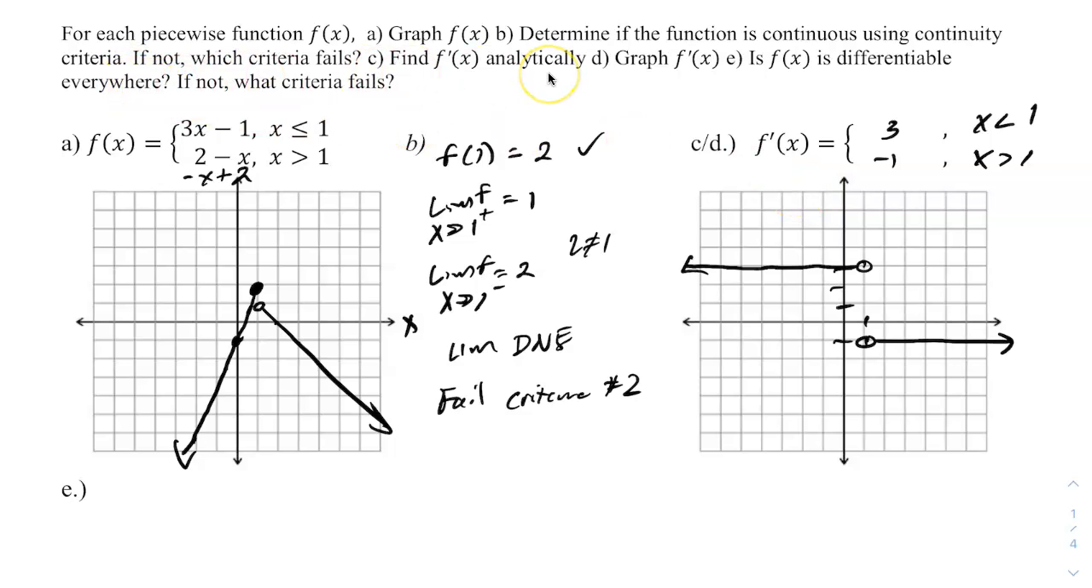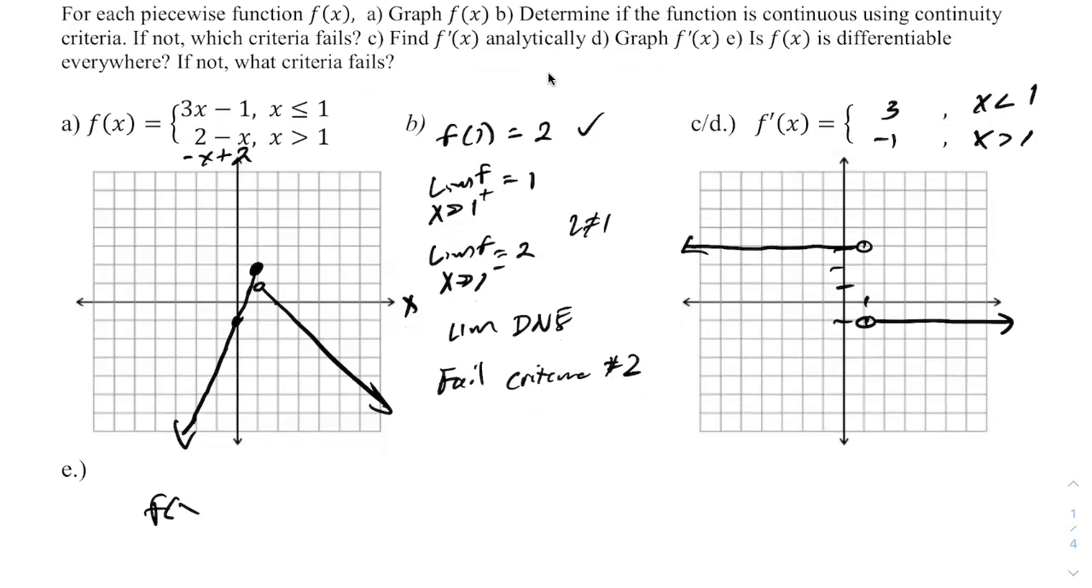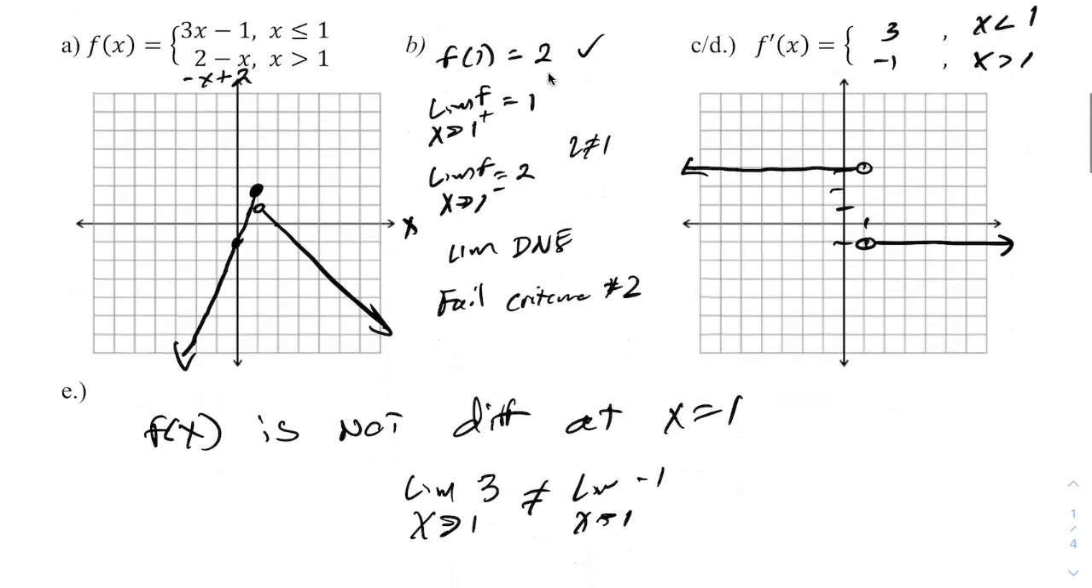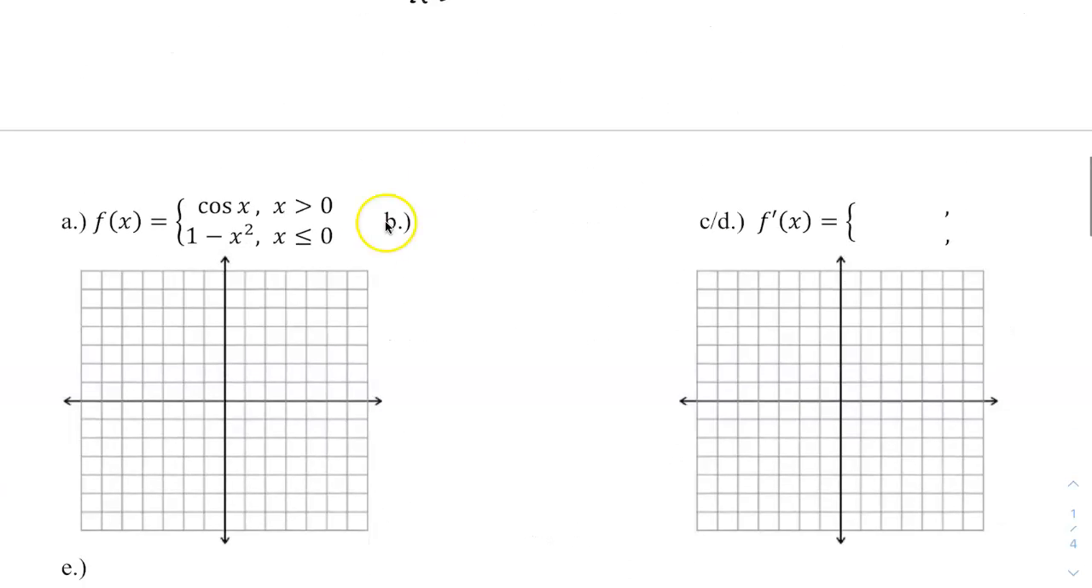Sorry, is it differentiable? No, it's not. So f of x is not differentiable at x equals 1. If you want to put a reason why, you can say the limit as x approaches 1 from the left, which is 3, does not equal the limit as x approaches 1 from the right, which is -1. So there we go, that's the first one. Let's move on to the next one.